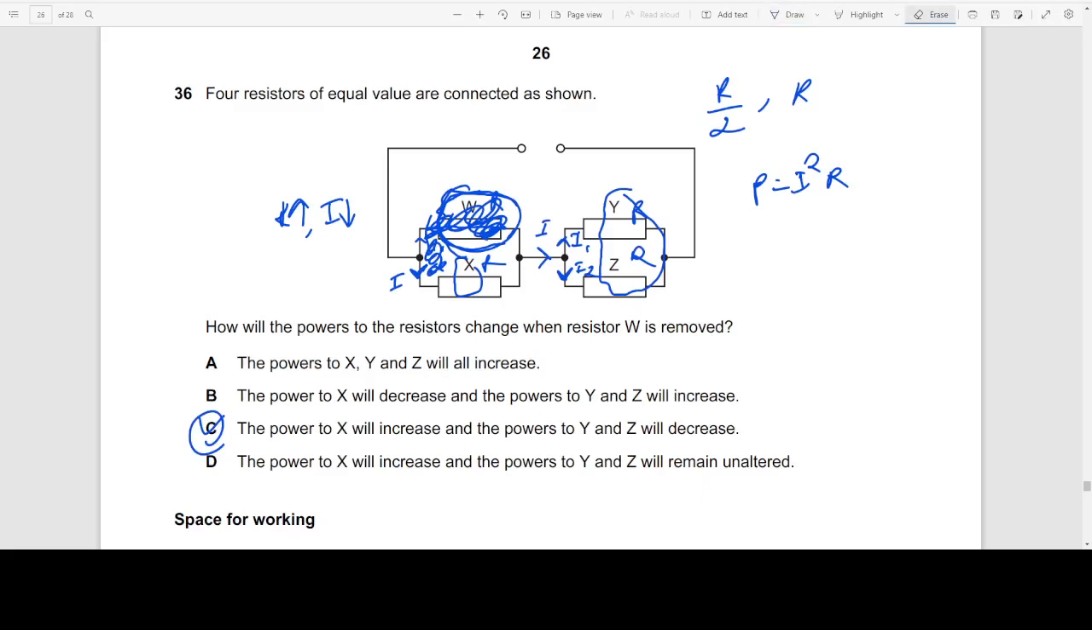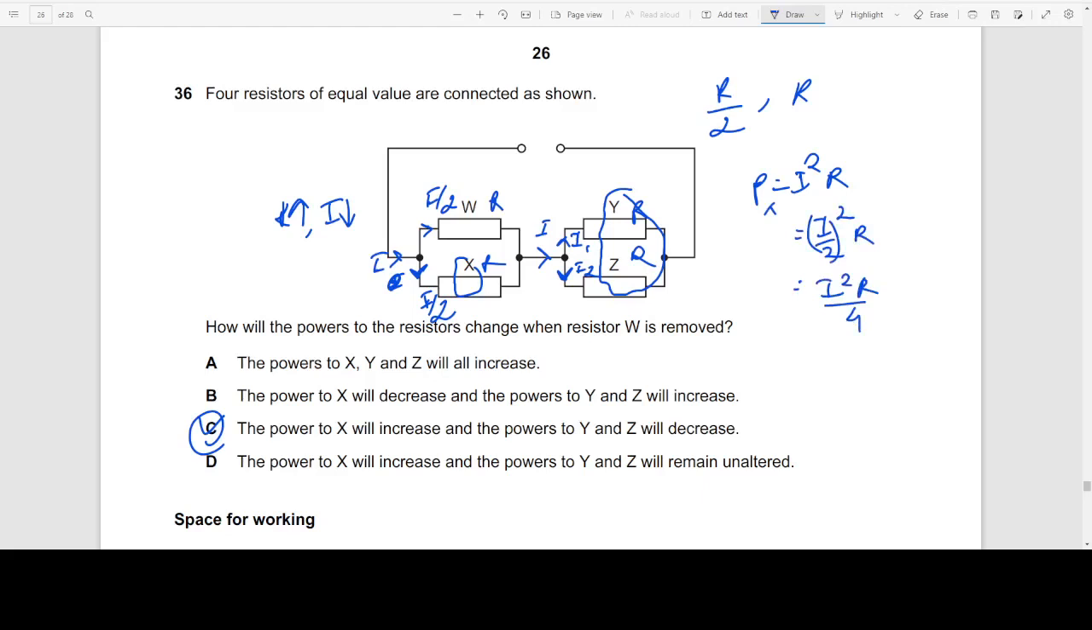So now, initially power is I squared R, and R was getting I upon 2 because the resistance values are equal, so both will get divided into I upon 2 and I upon 2 from I. So power of X is I squared upon 2 R, which is I squared R upon 4, which means 1/4 of the whole power.